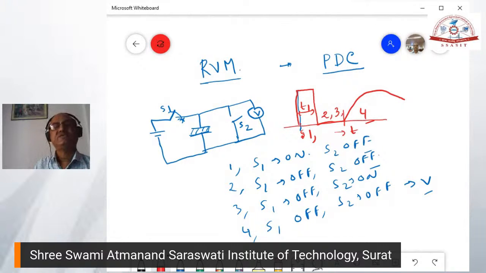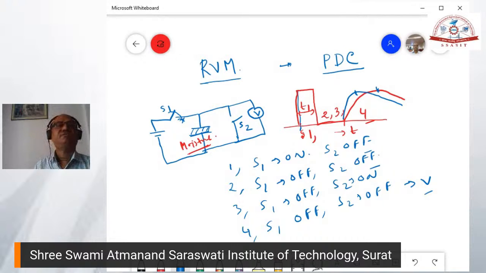Now this checks the moisture level in the insulating material. If you have a different moisture level, you are going to have a different shape of this waveform. So the peak position is going to vary depending on the moisture level.